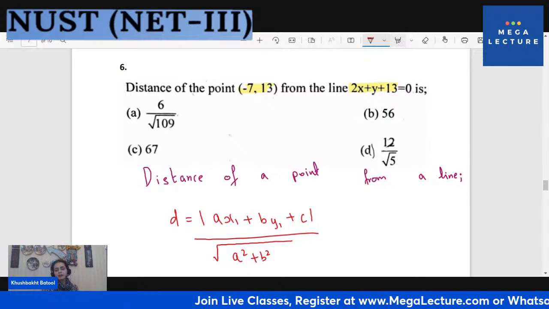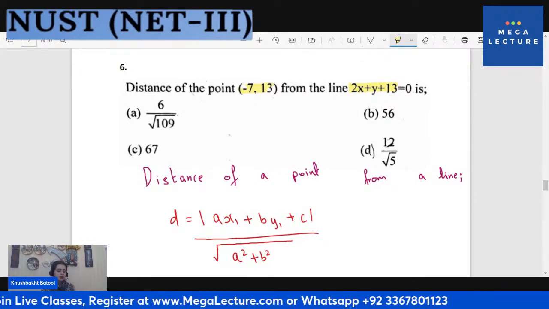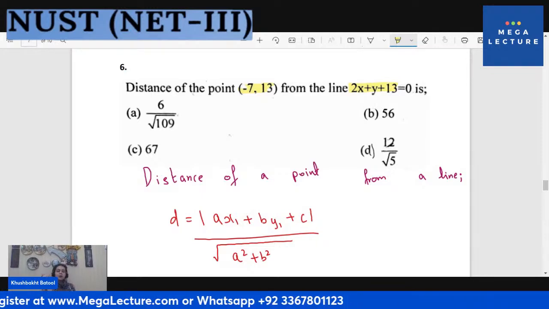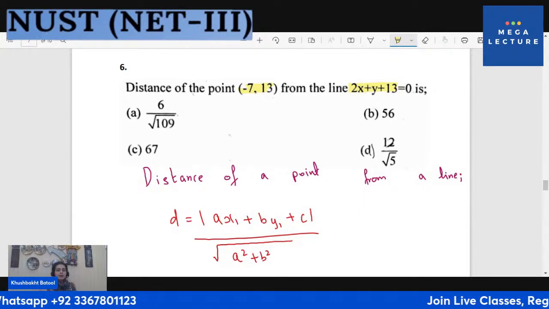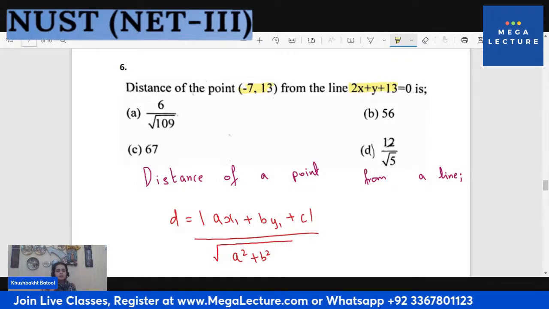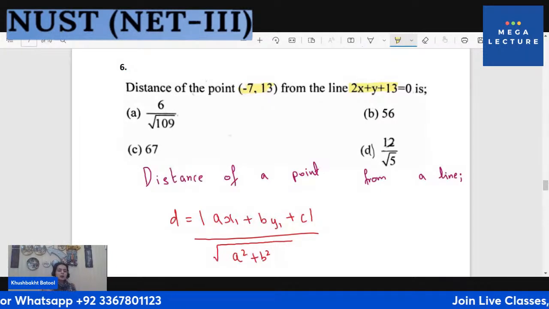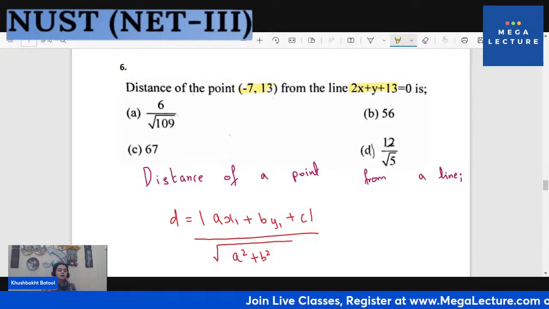Okay, this is the formula which you need to memorize. If the question is about finding the distance of a point from a line, then you need to follow this formula. You do mod of ax1 plus by1 plus c divided by root of a squared plus b squared. This is what you need to understand.